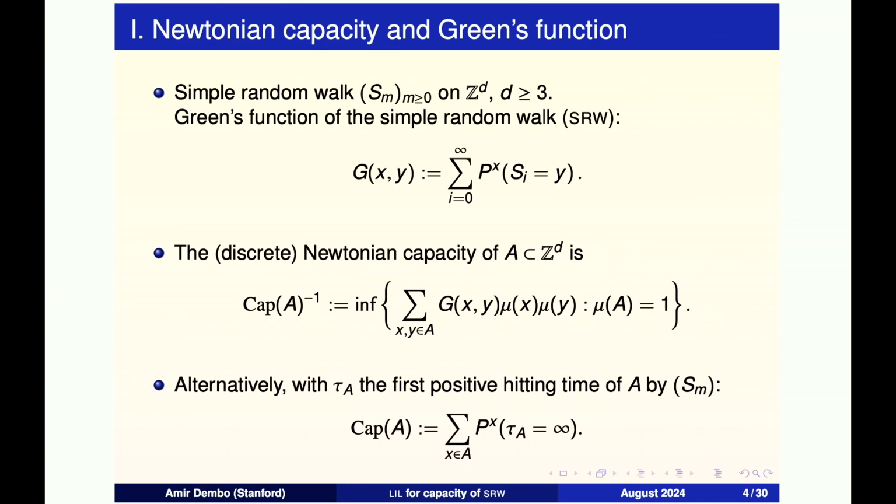Alternatively, in the discrete case, you have another way to describe the capacity: by looking at the sum of the probabilities, starting at x, of missing the set A, and you sum over all the points x.